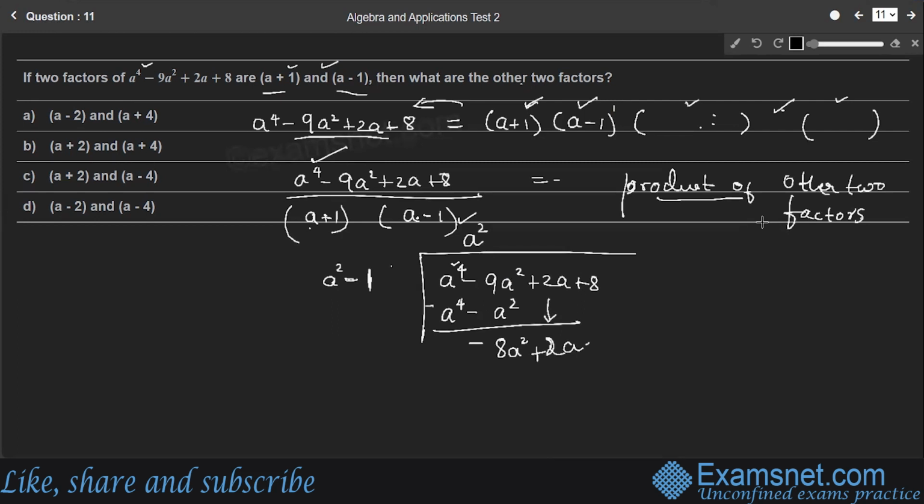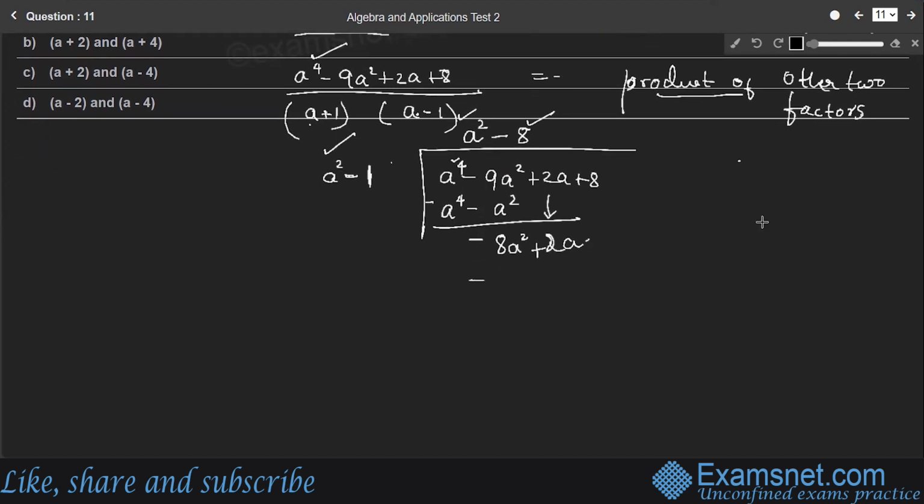Now take minus 8a square divided by 8a square, right? So you'll get minus 8. So take the product, minus 8 into a square minus 1. You will get minus 8a square plus 8.